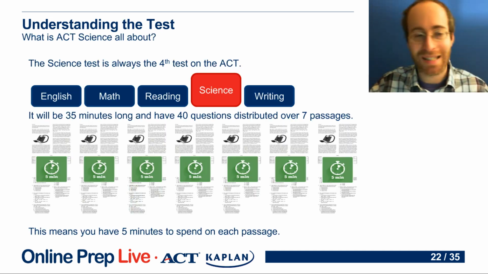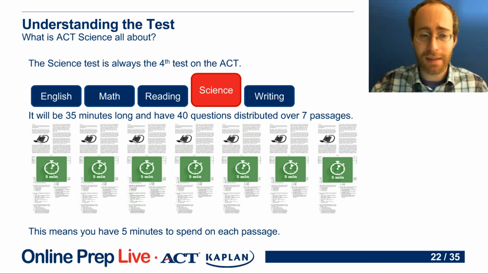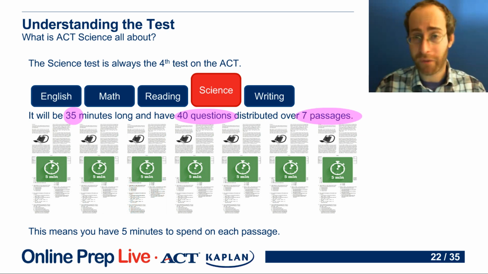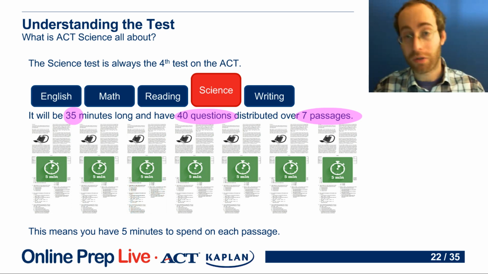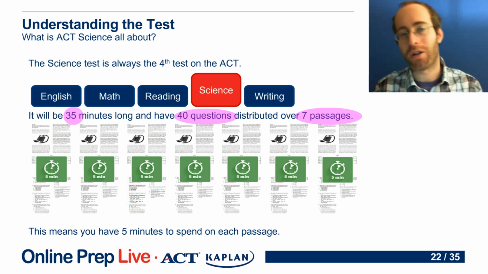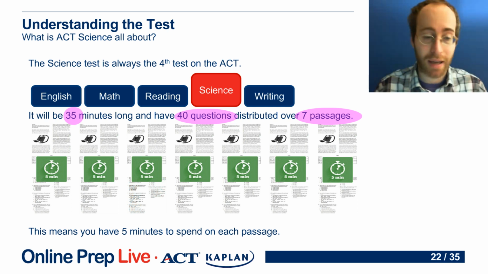All right, guys, let's check out science. This is the 4th section of the ACT. Also, timing is a bit of a concern. You've got 35 minutes to answer 40 questions spread out over 7 passages. So this is also a section where you have to work efficiently, because if you don't have a good strategy going in, you're going to waste a lot of time doing things that don't really matter, and you're not going to get a return on the time spent.